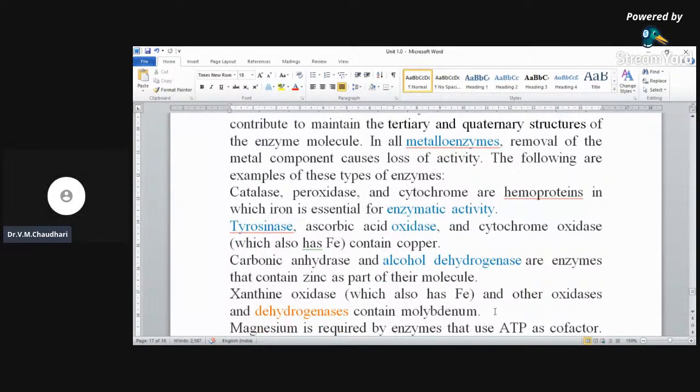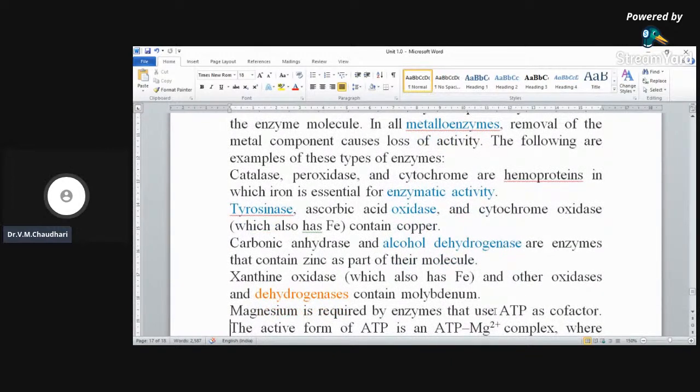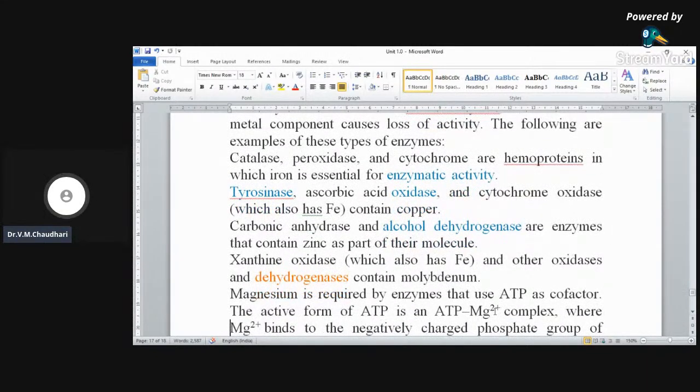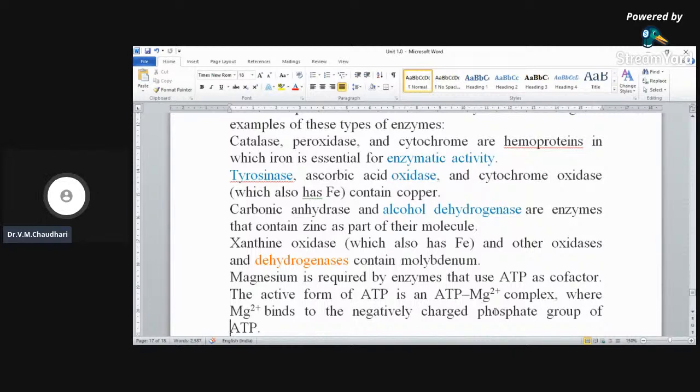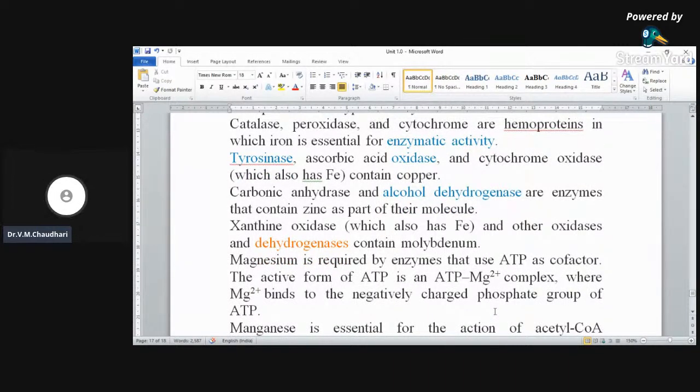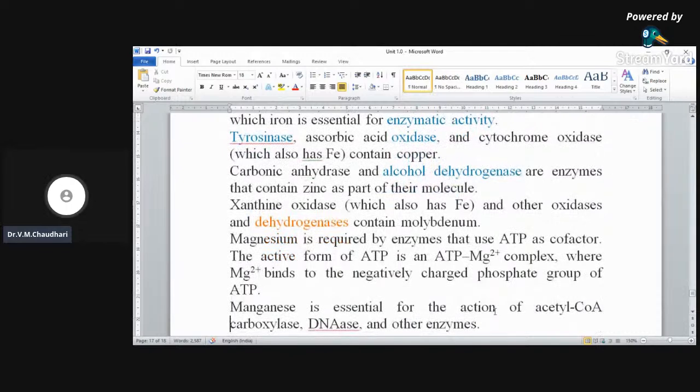Ascorbic acid oxidase and cytochrome oxidase require iron and copper. Carbonic anhydrase and alcohol dehydrogenase require zinc for their activity. Xanthine oxidase requires iron. So most of the iron, copper, magnesium and zinc ions are required for enzymatic activity. Magnesium is required by enzymes which use ATP as the cofactor; hexokinase requires magnesium.